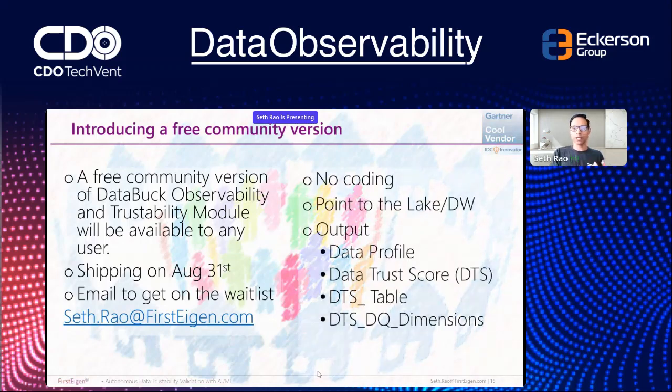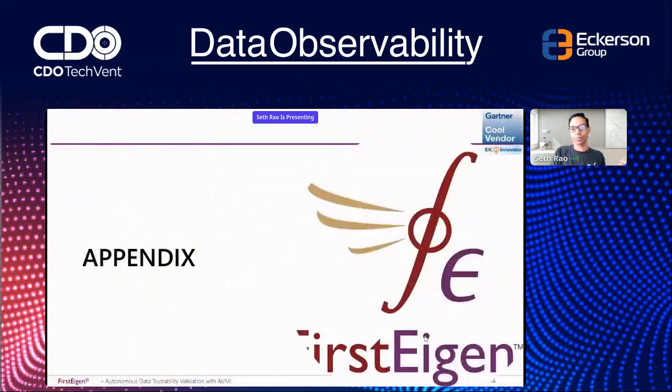And what you will get is absolutely no coding needed. You could point it to any data lake, warehouse, and you'll be able to constantly track the profile of your data, an objective data trust score at a table level, and data trust score for the different DQ dimensions, the ones that I had shown you in the slide before. So with that, I'm going to stop and open up for any questions.